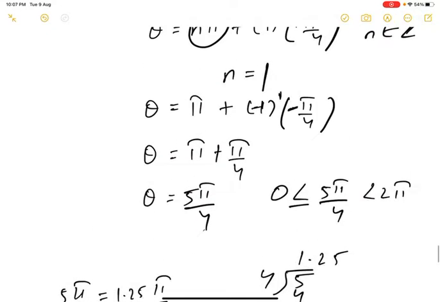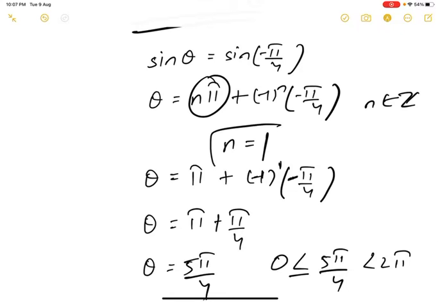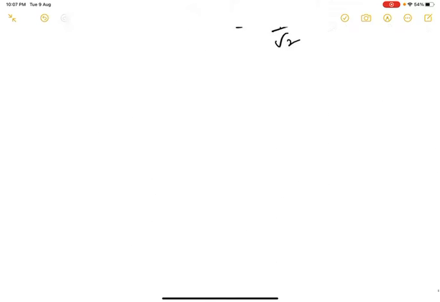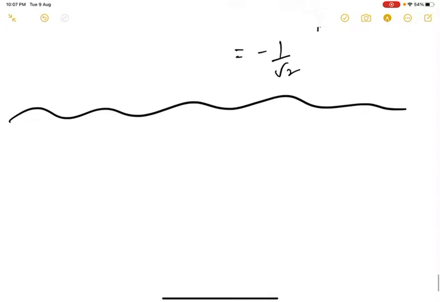So n is equal to 1. I took n equal to 1, then I got 5 pi by 4, but it is not working. So now I will take n equal to 2 and write down again over here. So n equal to 1 is not working. I have theta is equal to n pi plus minus 1 raised to n times minus pi by 4.